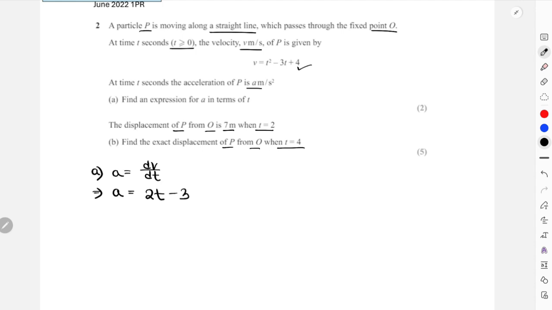This entire object started of P from O, started from point O, right? This is point O, origin. From this part, this is how the particle was actually traveling.